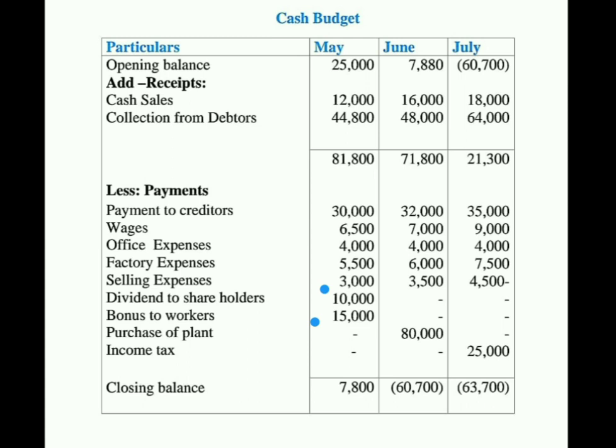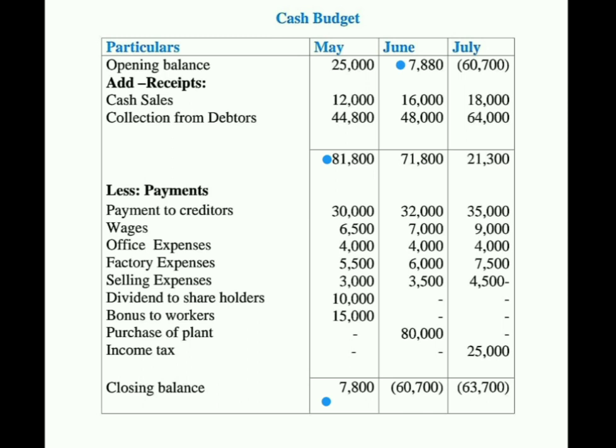And purchase of plant has been ordered and is to be received in the month of June, and payment also will be paid in the month of June, 80,000. And next, income tax is payable in the month of July, 25,000. We have taken all the elements, all the additional information. So here the total of receipts for the month of May is 81,800, deduct all the payments, then here the closing balance is 7,800. The closing balance of May will become the opening balance of June, that is 7,880.